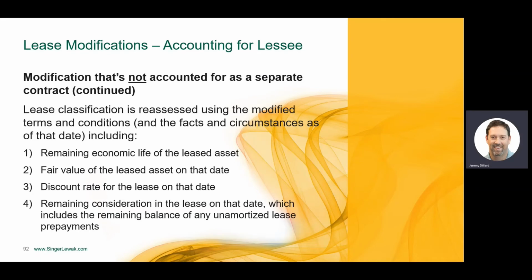Continuing from the previous slide, a modification that is not a separate contract means reassessing the lease classification at the modification date. This includes the remaining economic life of the lease asset, fair value of the lease asset, the discount rate, and the remaining lease payments to be paid over the lease term, including any unamortized lease prepayments.